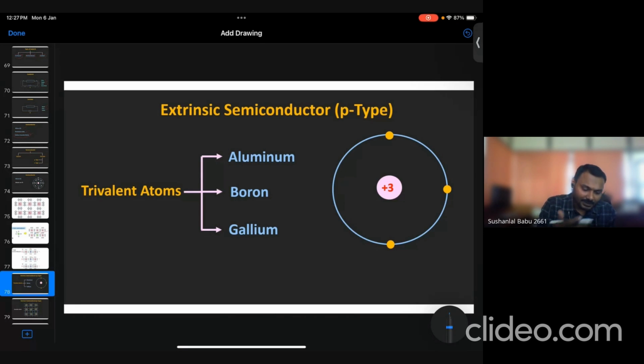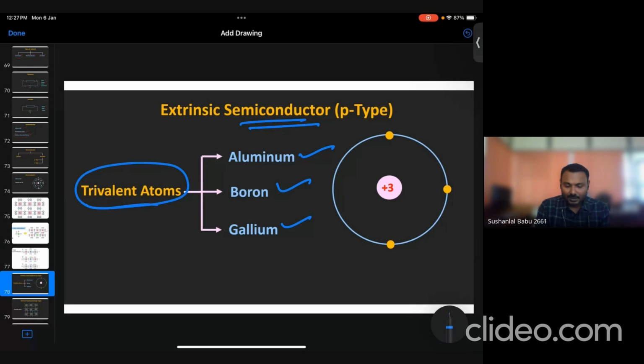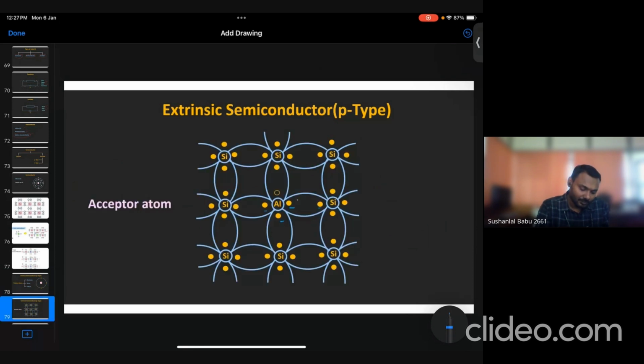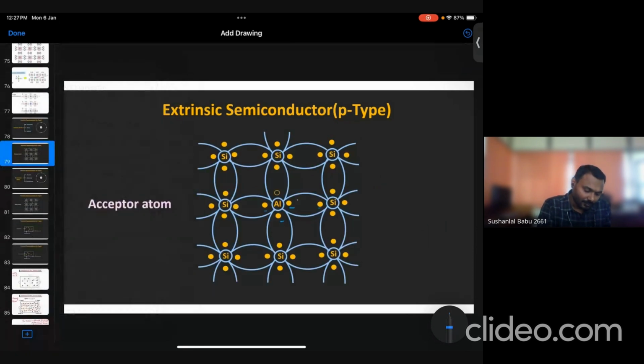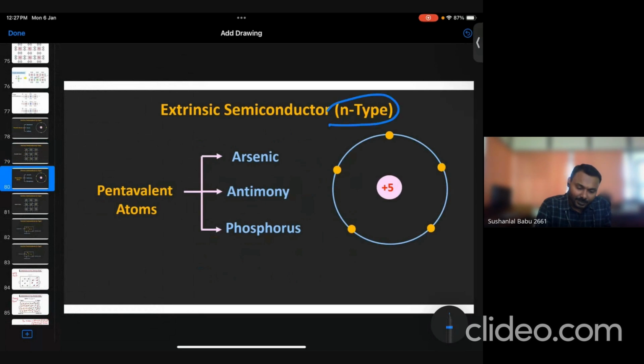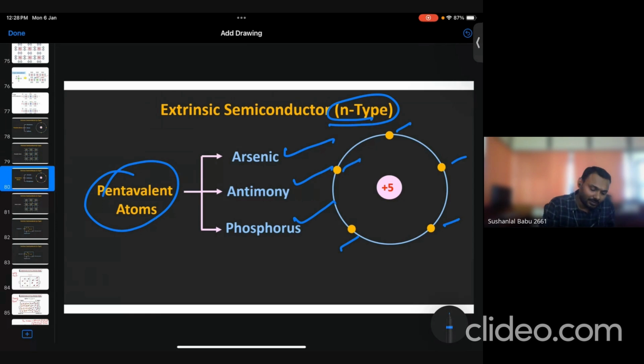So this is the thing. So that is called extrinsic semiconductors. P type, for example, aluminum, boron, gallium, trivalent atoms. P type means we have to dope with trivalent atoms. And N-type means we have to dope with pentavalent atoms: arsenic, antimony, phosphorus. Okay, pentavalent, 1, 2, 3, 4, 5 electrons are there.